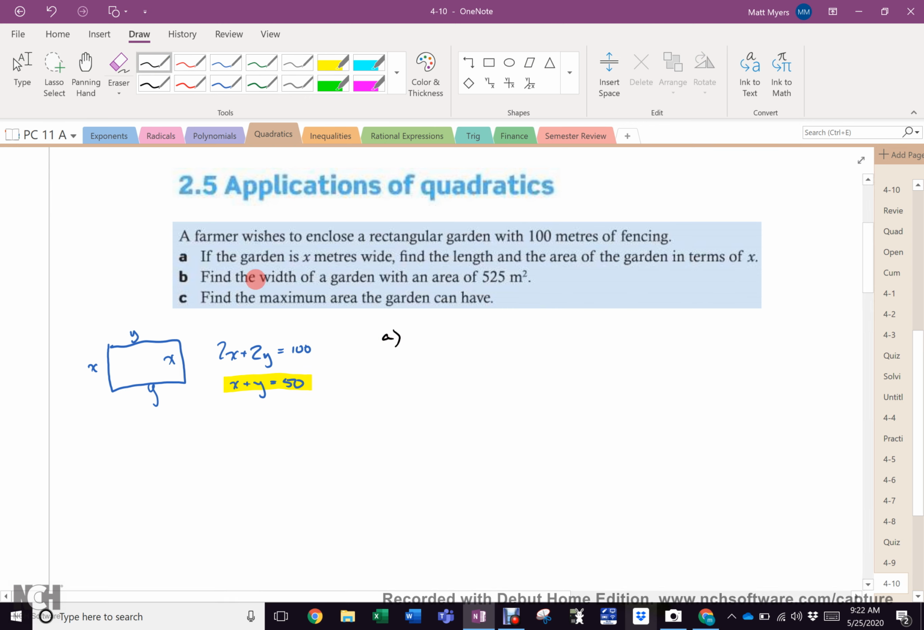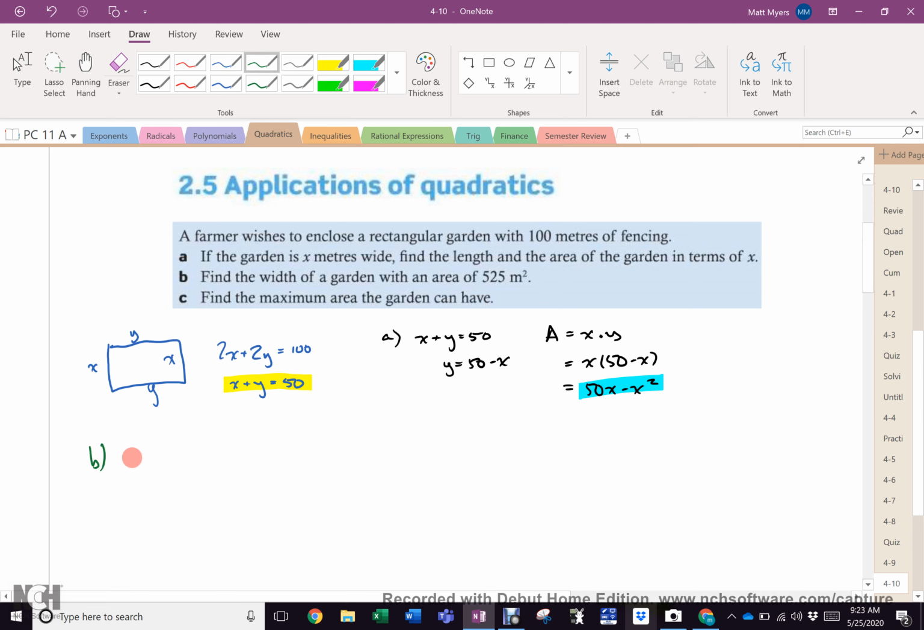If the garden is X meters wide, then I know X plus Y has to equal 50, which means the length, Y, must equal 50 minus X. The area of this rectangle is X times Y. We know X is the width, and we know Y is 50 minus X. So the area of this garden is 50X minus X squared. That's what we are going to work with. We have to find the width of the garden if it has an area of 525. That's not too hard.